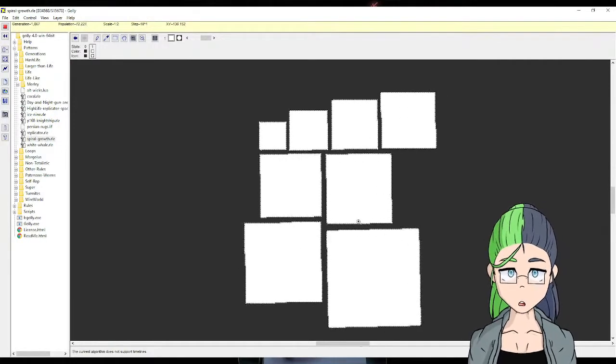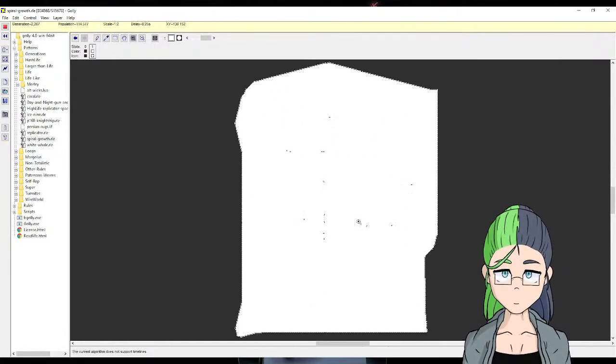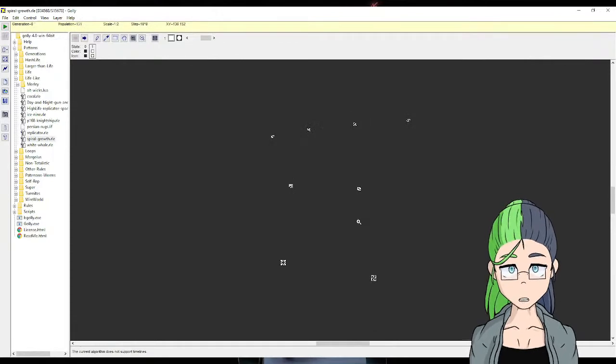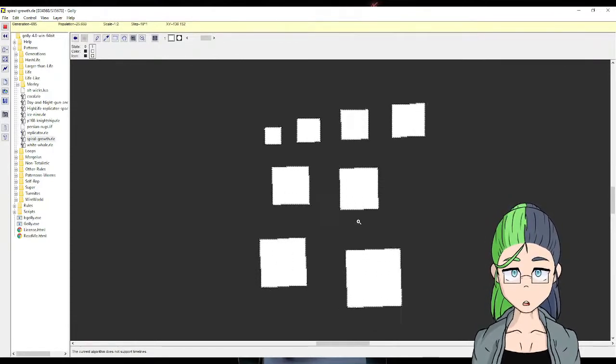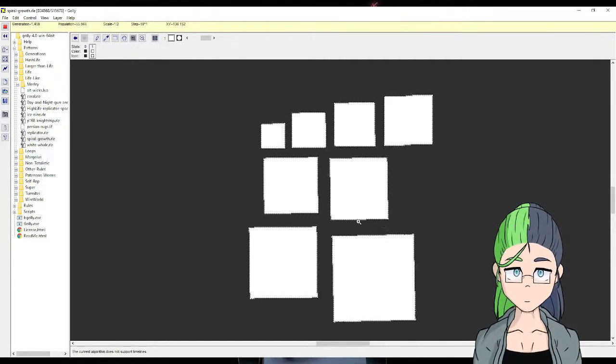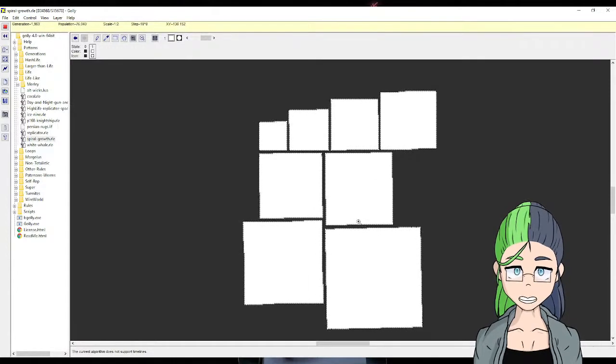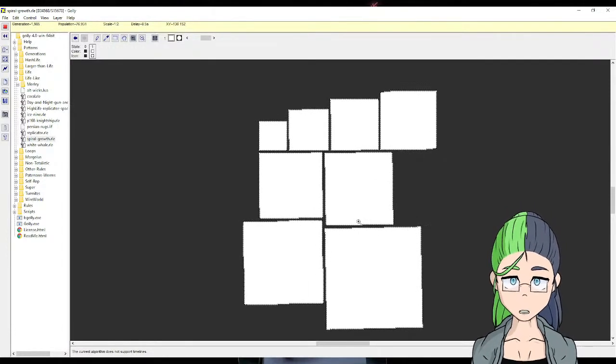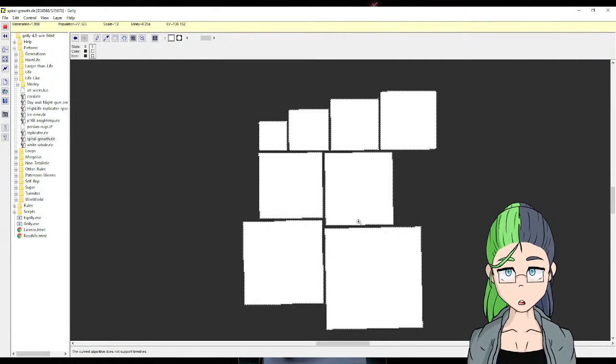What happens when they hit each other? Whoa! You see that? That was whack right there, whatever happened right there. Okay. So, what exactly happens when they hit each other?